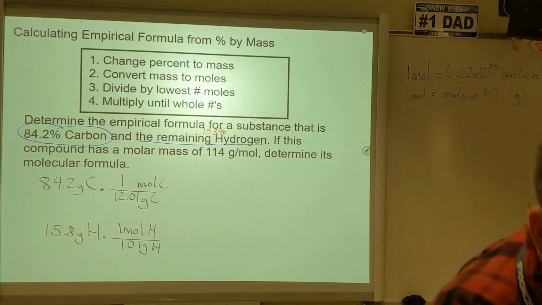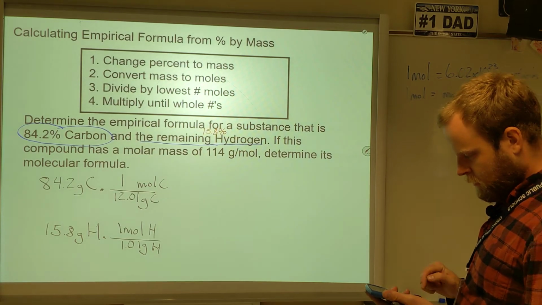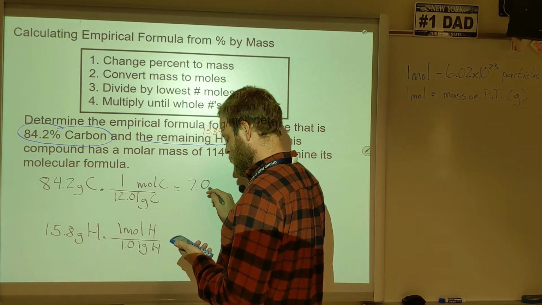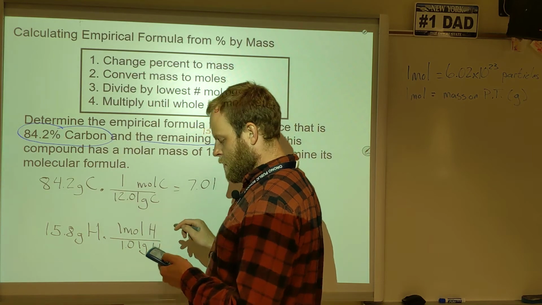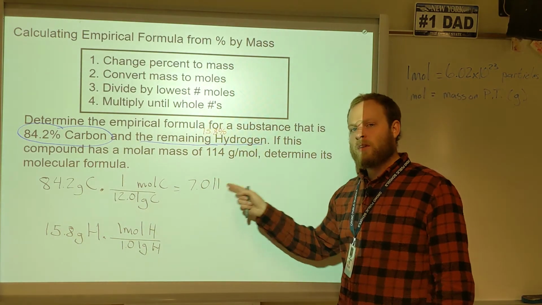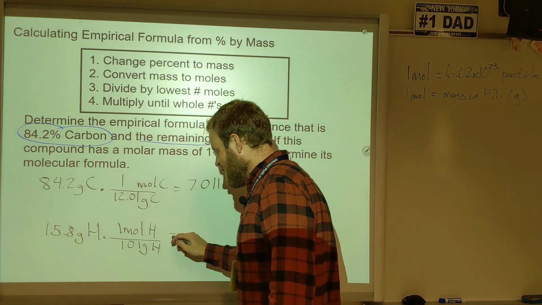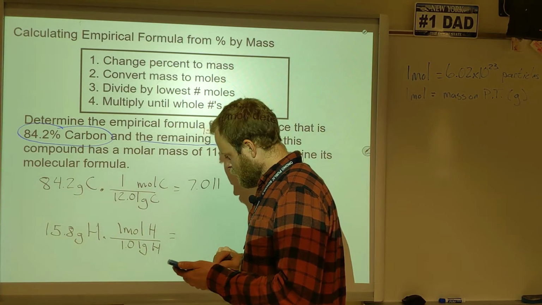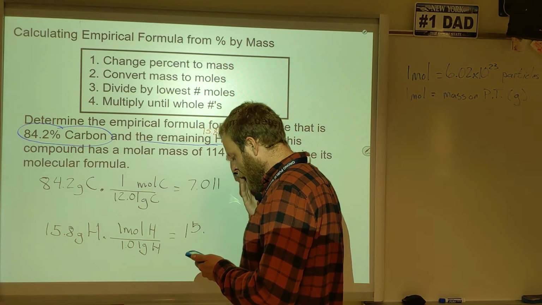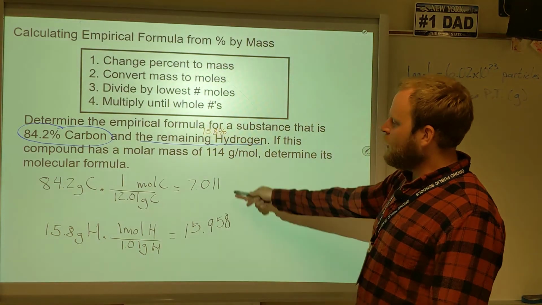Where's my calculator? Okay, so 84.2 divided by 12.01 is 7.01. And if I round, it's actually 7.0108. I'll round that to 7.011. Try to keep at least 4 significant figures when you're doing this. Again, otherwise, when you do steps 3 and 4, you might not get whole numbers, and then you'll really be kicking yourself, scratching your head. And this one is 15.958. Okay, cool. Now we have these 2 numbers.